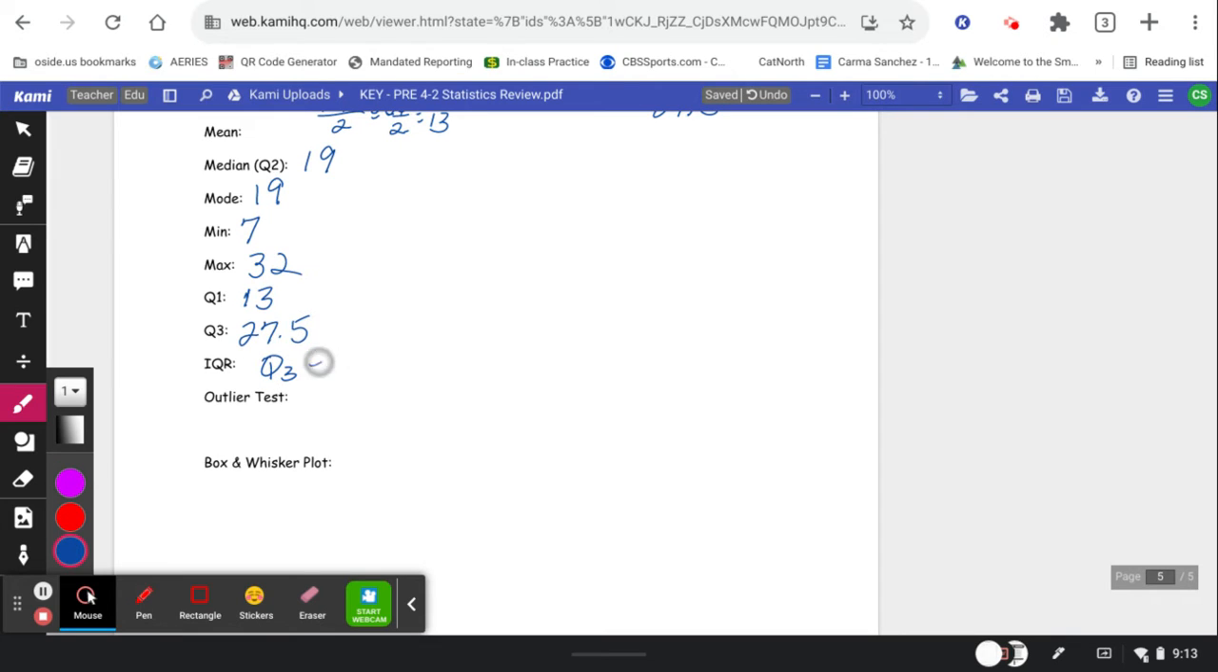IQR is where we subtract Q3 minus Q1, the interquartile range. So you're going to do 27.5 minus the 13. Those are the numbers you just got. And so that gives you 14.5 as the IQR.